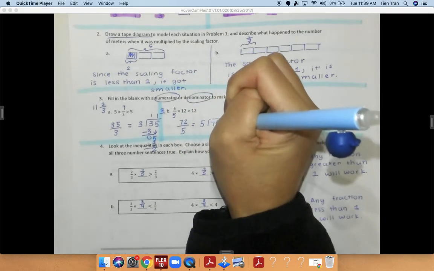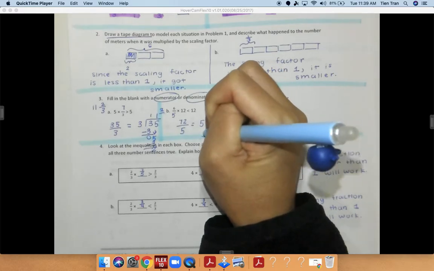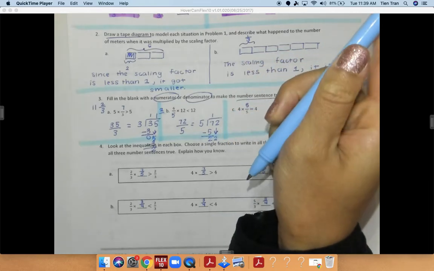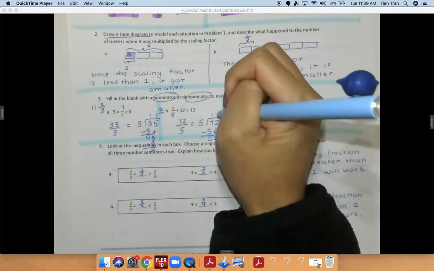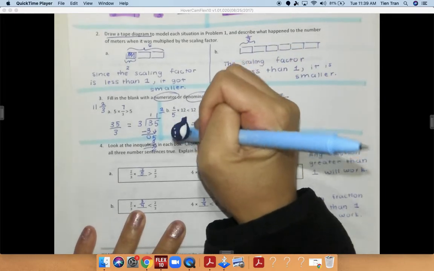We have 72, 1, 7 minus 5 is equal to 2. Bring down your 2. And then we have 4. Wait, that number is too large, so we're going to try a different number.